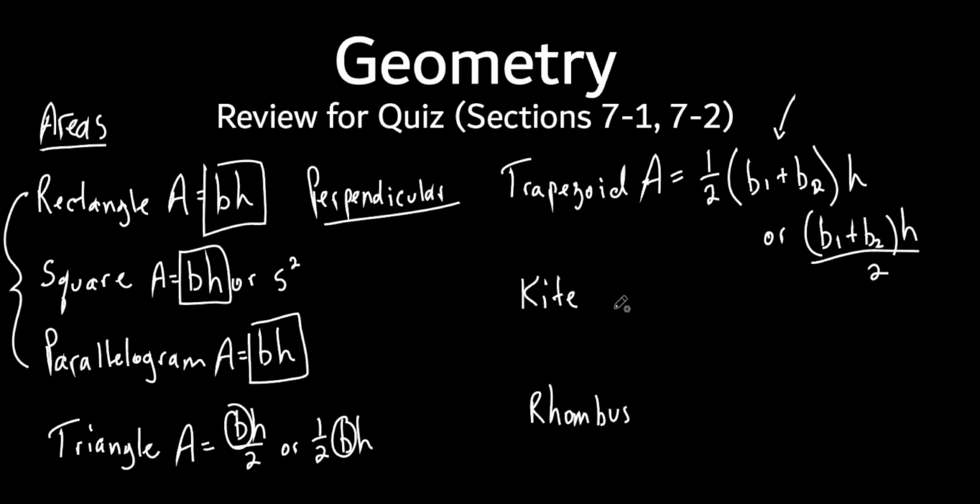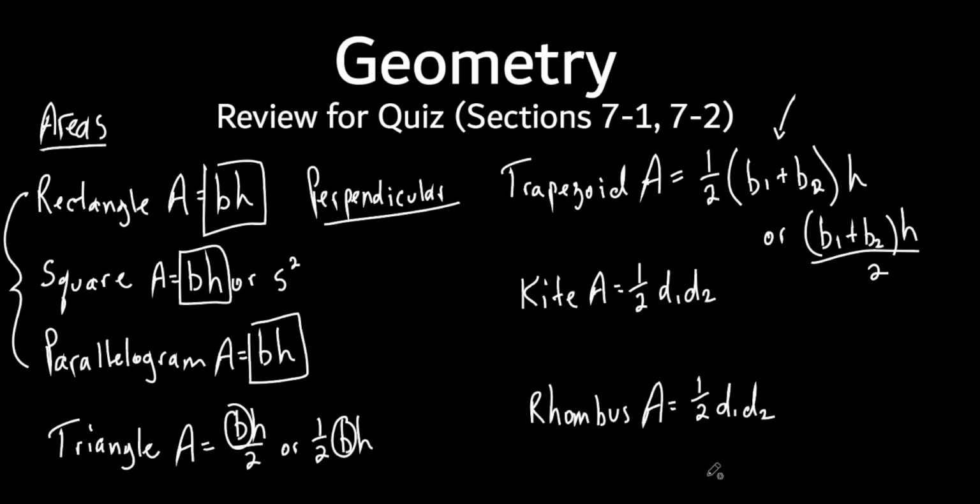All right, let's go to the kite. Now, they're going to give you the diagonals of the kite and the rhombus. So what's the area of a kite given the two diagonals? Usually they write it like this: 1/2 D1 times D2. You take the two diagonals, multiply them together, and take half of it. What about a rhombus? It's the same exact thing: 1/2 D1 D2.